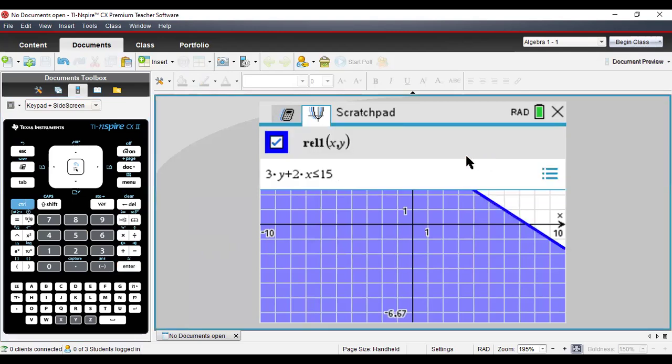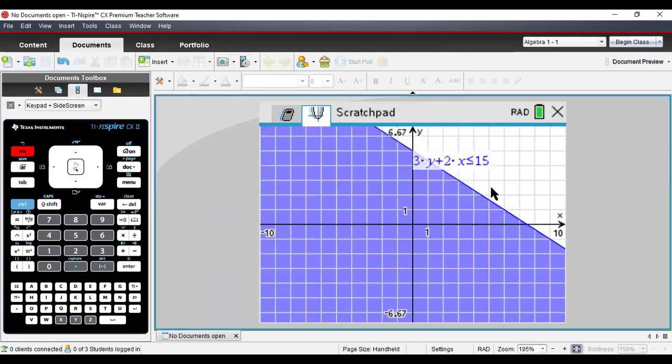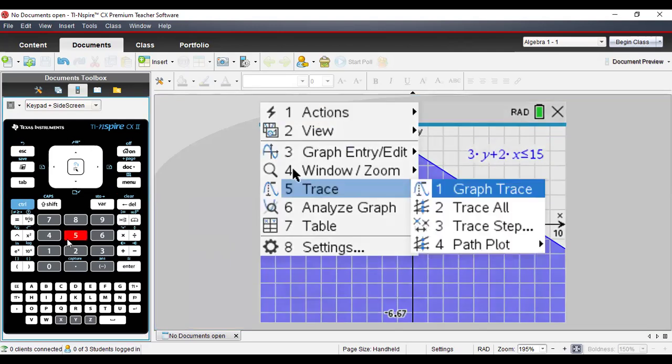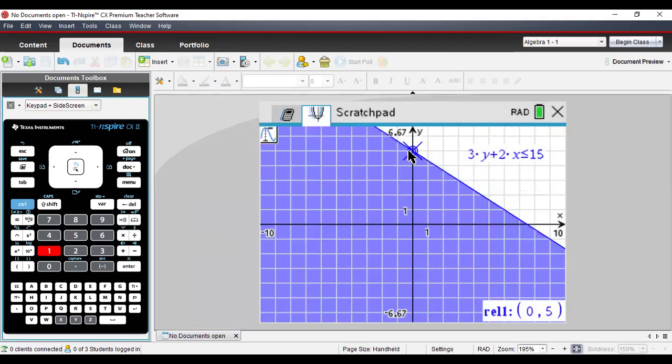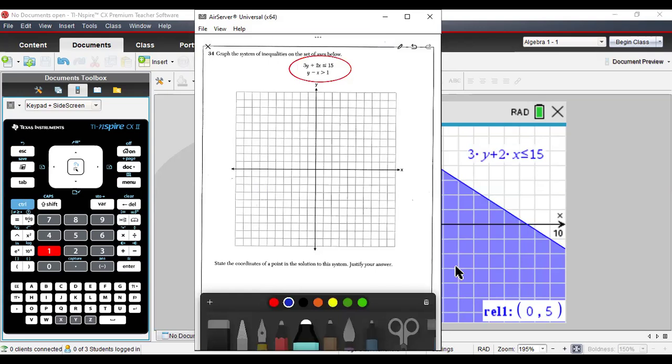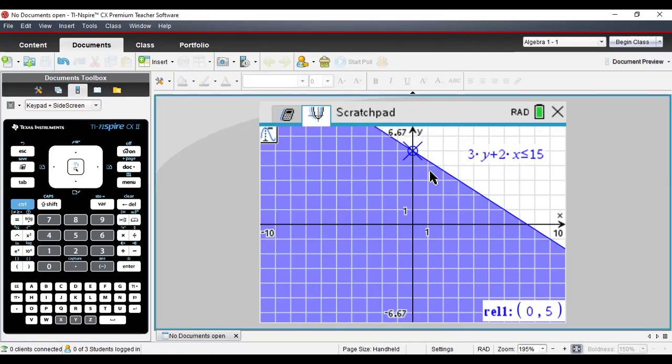Now, remember, this is just a line. So all we have to do is find 2 points on there. The easiest way to do it is just do menu 51. There is 1 point, so let's go and plot that point. It is 0, 5, so we're going to go 1, 2, 3, 4, 5, and we're going to put a point right there. And now we just need one more point.